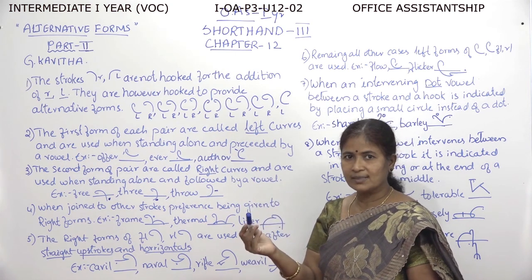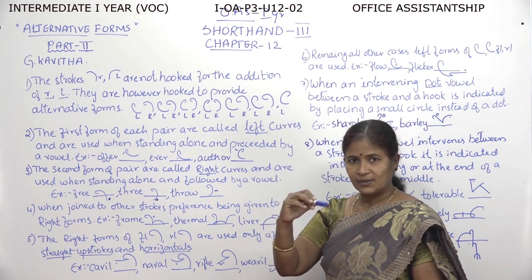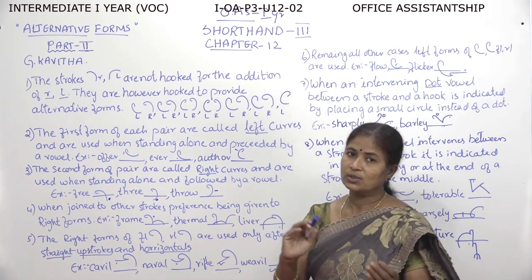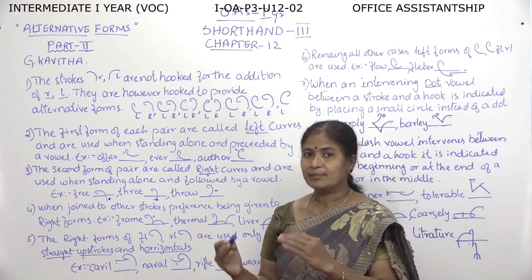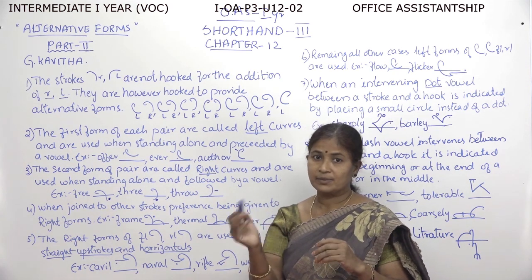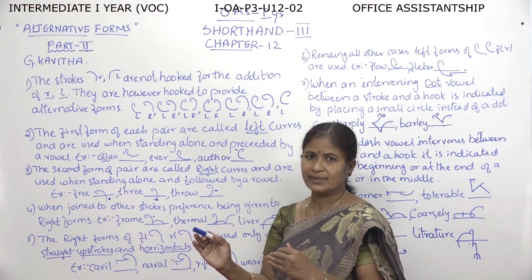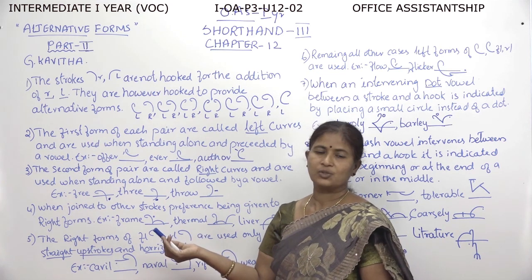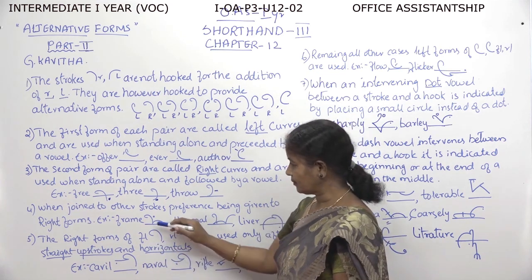Straight up strokes, how do we write? Right side. Ray, way, yay, and even horizontals go towards the right side. And sometimes curve strokes F, V, right? And sometimes straight strokes also, they all come towards the right side. Right side or right curves join better with other strokes.